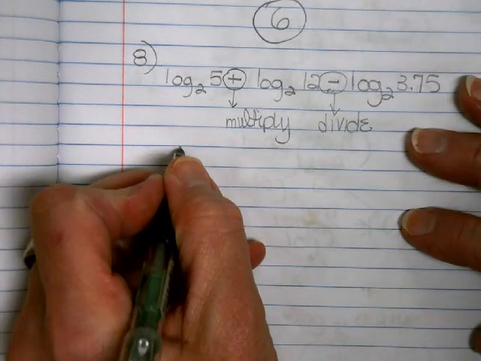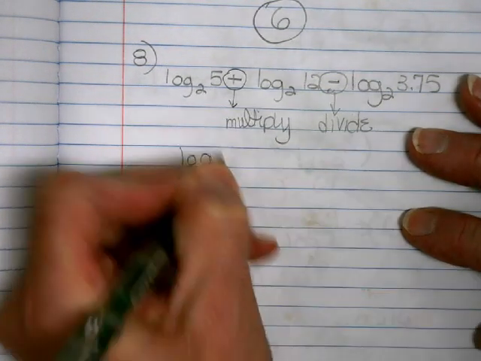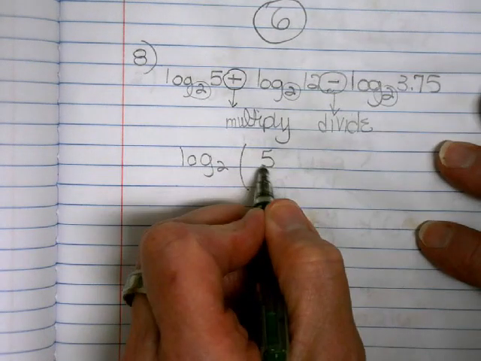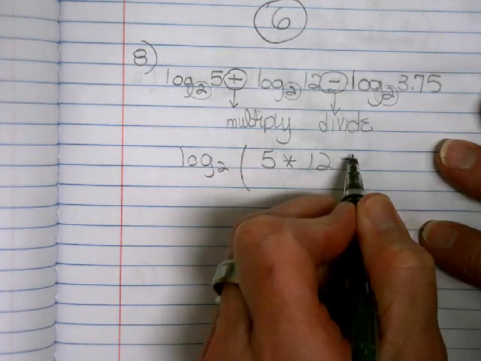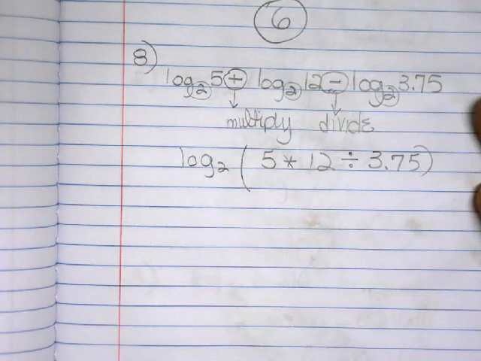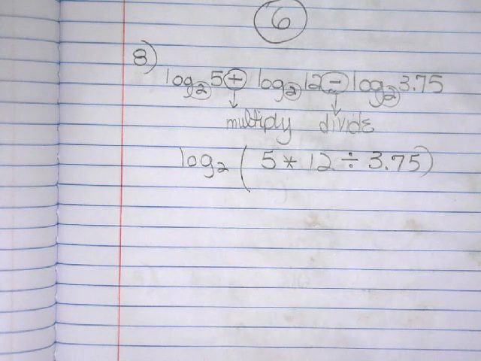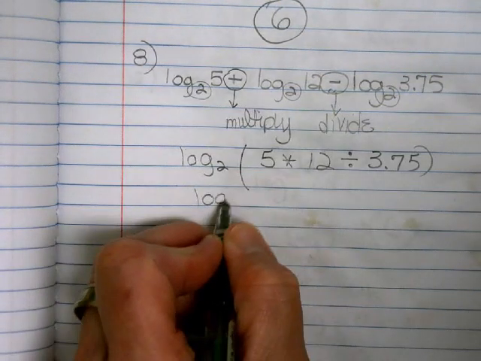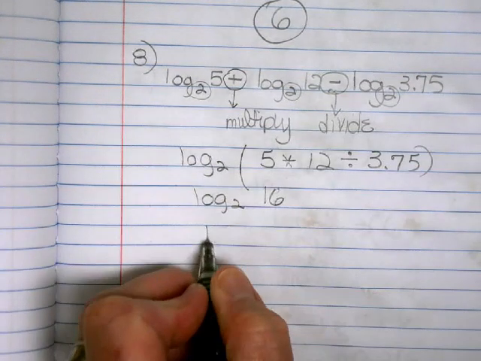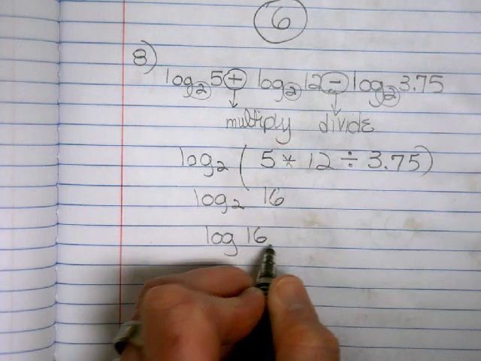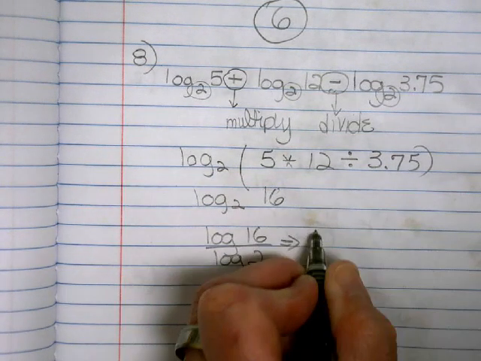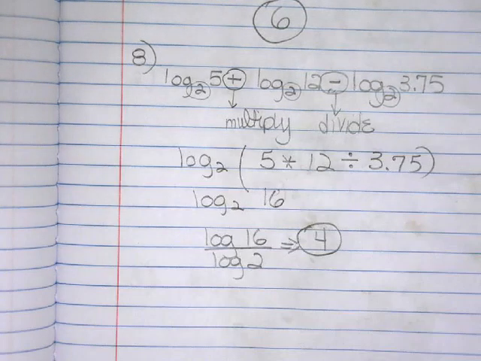So if I do the log, they're all base 2's. So that means I'm going to take 5 times 12, then divide by 3.75. So just read it like a book. So I have the log base 2. If I do that in my calculator, I get a 16. And I do my change of logs. If I don't know how many factors of 2 make a 16, and I've got my result right there.